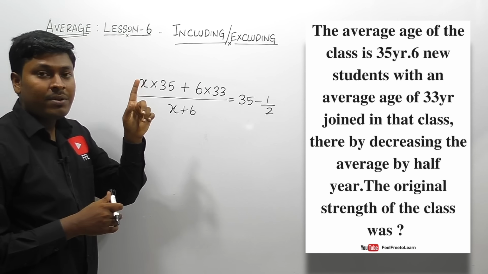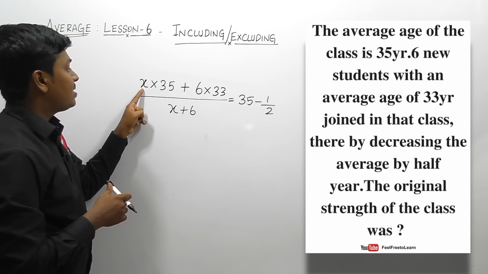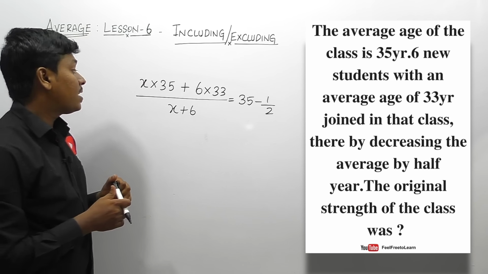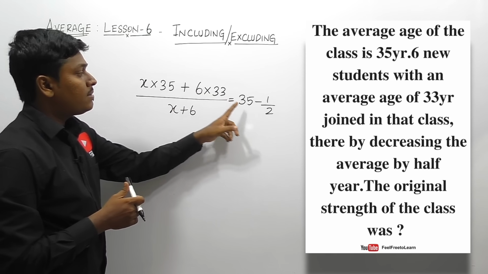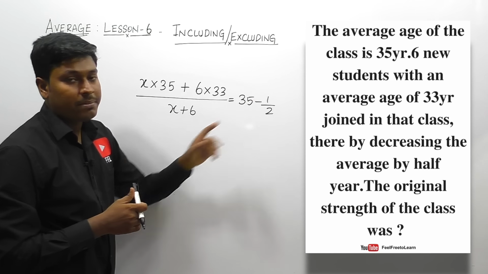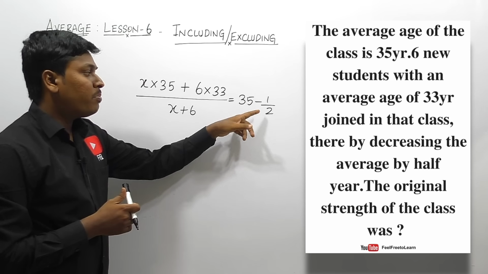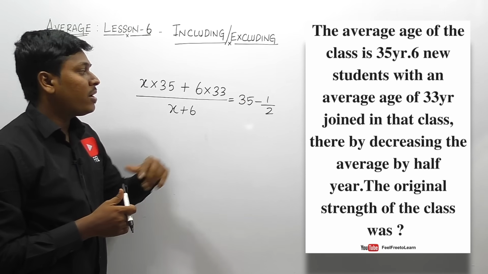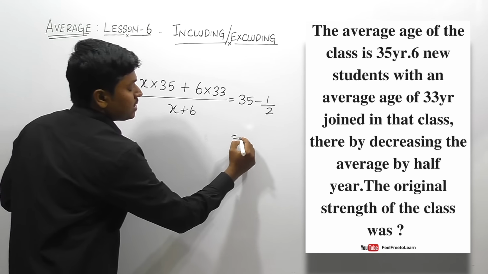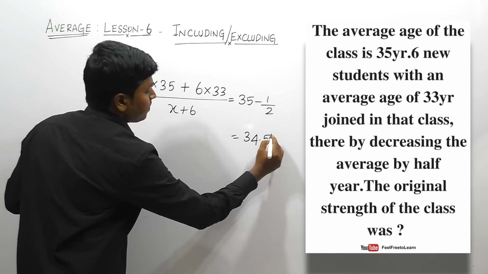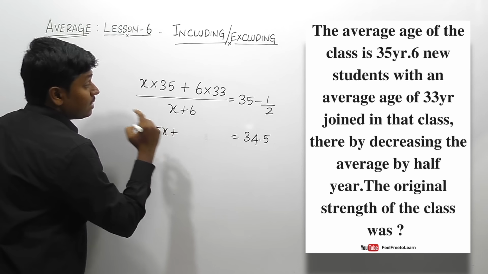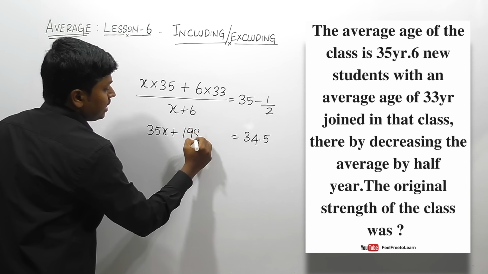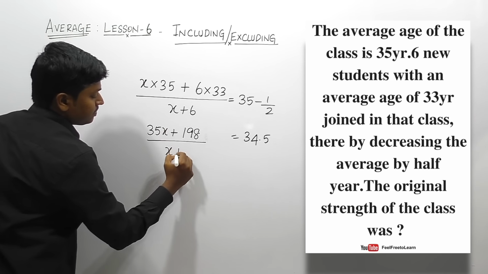But our target is to find the original strength of the class. So the original strength of the class will be x. So our target is to find the value of x. And because 6 new students are added, the average is decreased by half, that is 1 by 2. So friends, 1 by 2 will be 0.5. So 35 minus 0.5 will be 34.5. So this can be done as 34.5. And x into 35 will be 35x. So this can be done as 198. So 198 divided by x plus 6.